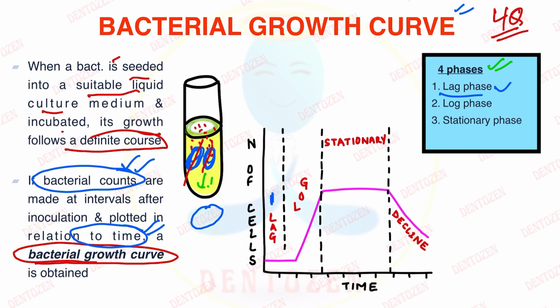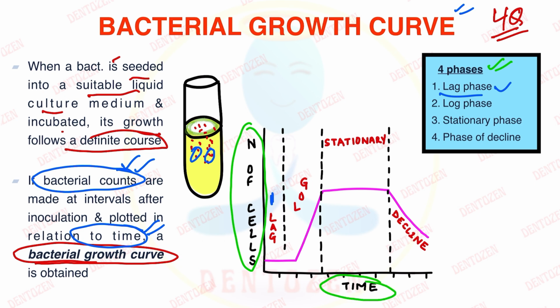That is the fourth phase. So we can say that our bacterial growth curve is the curve which is plotted in a graph with number of cells on one side and time on the other side. And when we see this curve, it has four phases. The first phase is the lag phase, the second is log, then stationary, and phase of decline. Four phases.